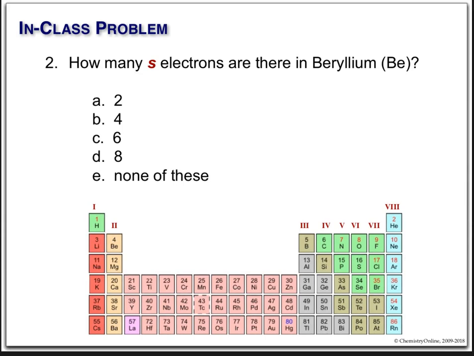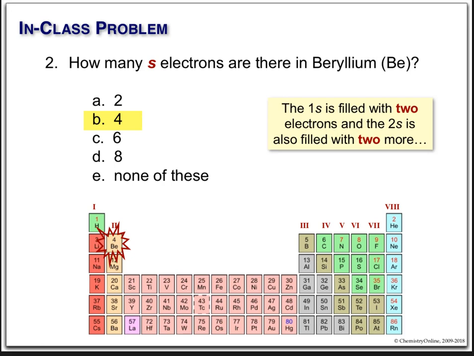How many s electrons in beryllium total? Well, beryllium is here. How many s electrons are there? Well, it's in the second period, so that means the first one is full. That's 2 s electrons, right? Over here in the 2s, we have 1, 2, total of 4 electrons. See, that's simple.